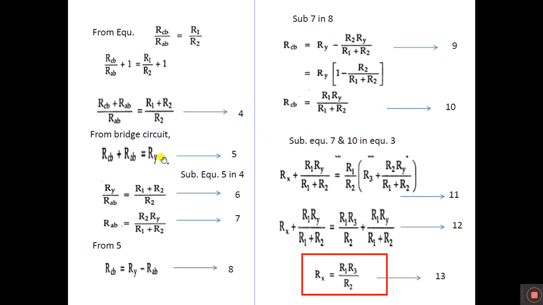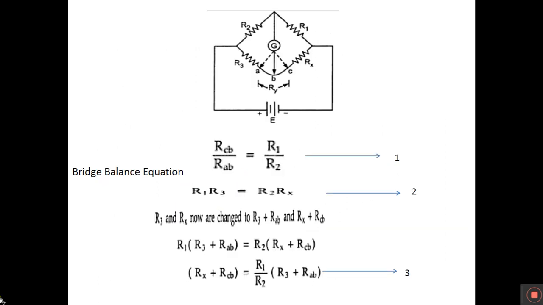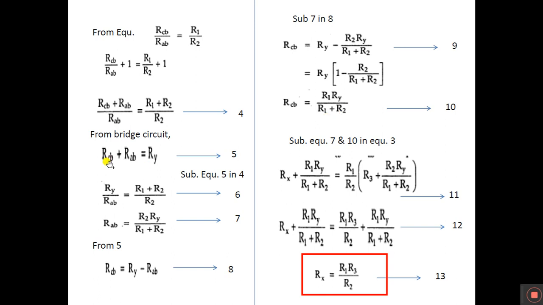Now, from the bridge circuit, we know that Ry is the summation of RCB plus RAB. Right? See here, this Ry is the combination of RAB plus RBC. So that only I am writing here, RCB plus RAB equals Ry. Now I am going to substitute this equation 5 in equation 4. Now equation 4 becomes Ry divided by RAB equals (R1 plus R2) by R2, that is expression 6.